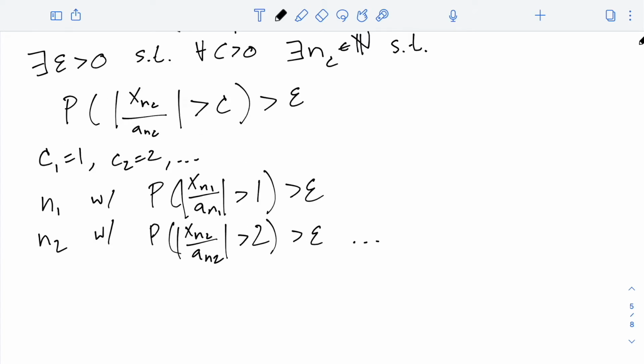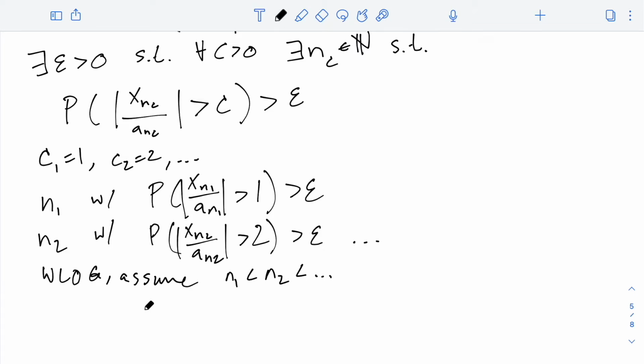Now, we need to be a little bit careful because it might be that these indices are not in order. It might be that rather than n1 being less than n2, in fact, n1 is greater than n2. In that case, we could just reorder all of these indices such that they are in order from lowest index to largest. And so I'm going to assume, without loss of generality, that they are in the correct order: n1 is less than n2 is less than, etc.